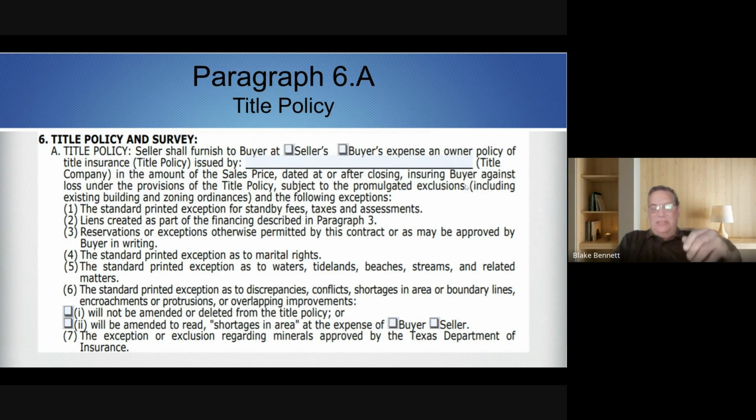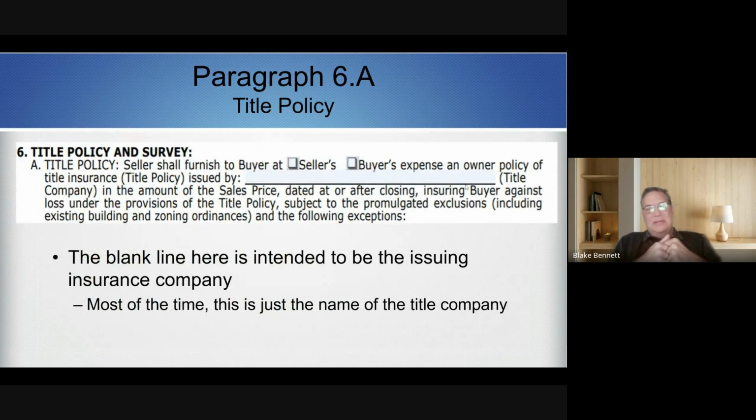6A, the title policy. The blank line here tended to be the issuing insurance company. So it's going to be the title company. Again, not the name of the closer, name of the title company for 6A.